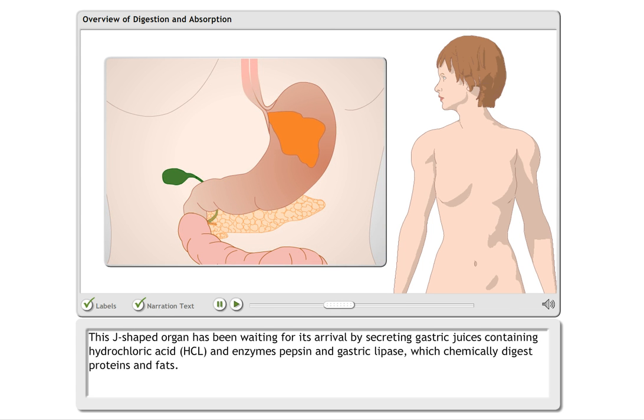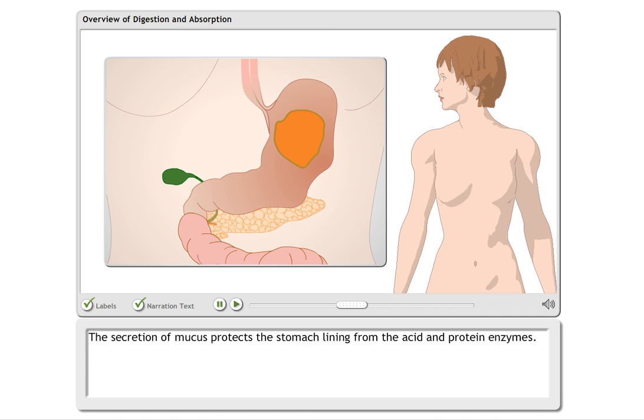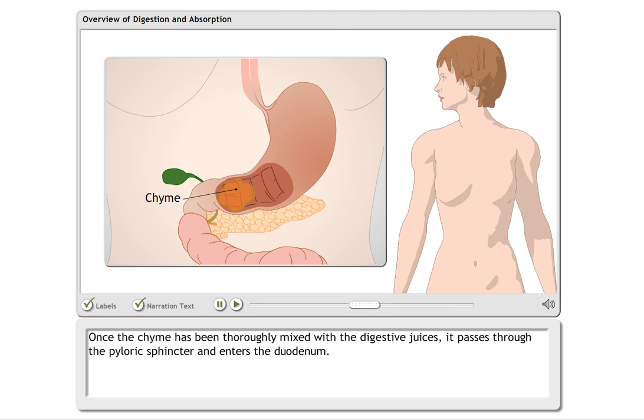As the bolus nears the end of the esophagus, a muscle called the gastroesophageal sphincter relaxes to allow the food into the stomach. This J-shaped organ has been waiting for its arrival by secreting gastric juices containing hydrochloric acid, HCl, and enzymes pepsin and gastric lipase, which chemically digest proteins and fats. The secretion of mucus protects the stomach lining from the acid and protein enzymes. In addition to the chemical breakdown of the nutrients, mechanical digestion continues by mixing and churning the bolus until it becomes a liquid called chyme and is ready to enter the duodenum.